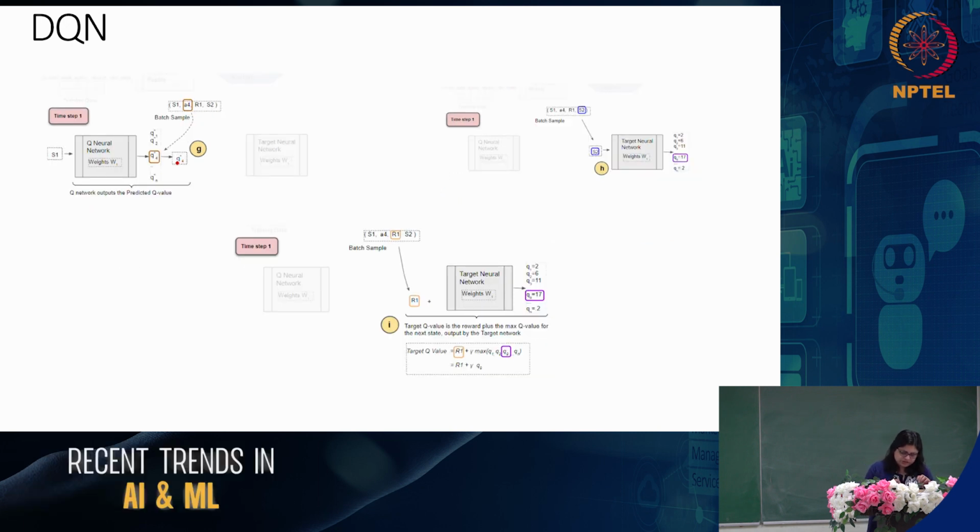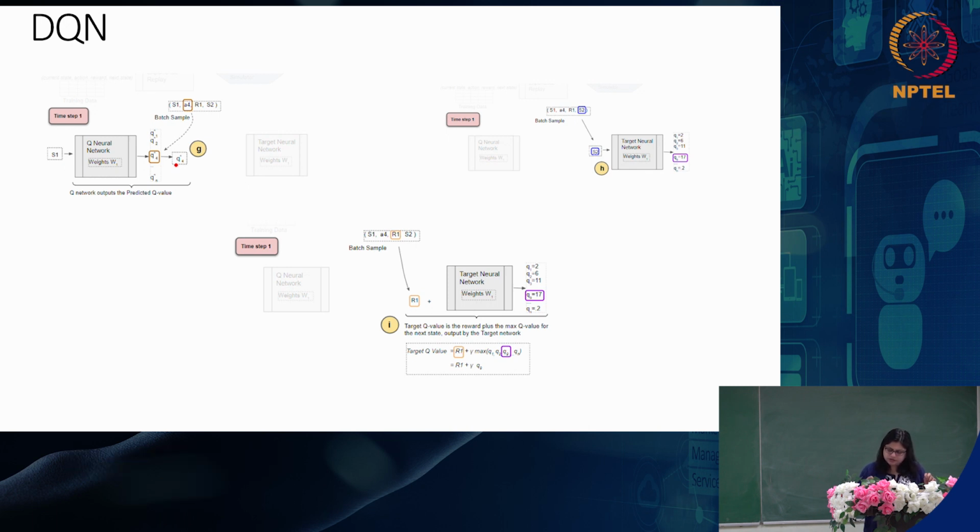So this is the thing that it should output, Q4 dash. The Q network outputs the predicted Q value. You know that the next state is basically S2, so this S2 is given to the target neural network. From the target neural network, we are approximating the Q values for S2 because S2 is the next state. Maybe Q9 has the highest Q value.